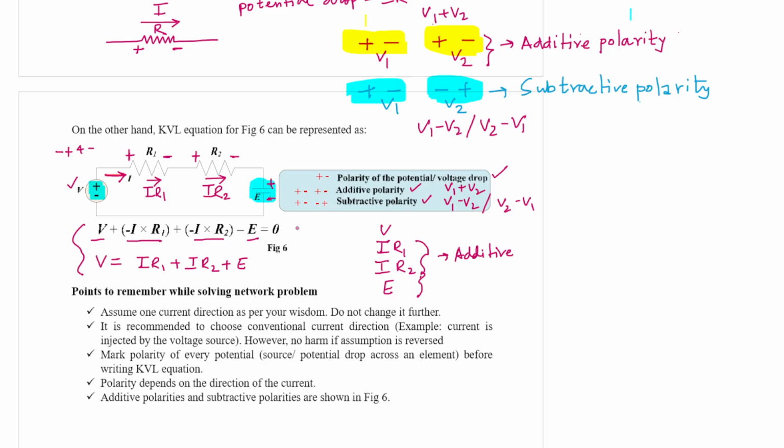So if we write the KVL equation, it should be V equal to IR1 plus IR2 plus E, because these three are additive, and V will be subtractive to all these three. That is why it is written V equal to IR1 plus IR2 plus E.